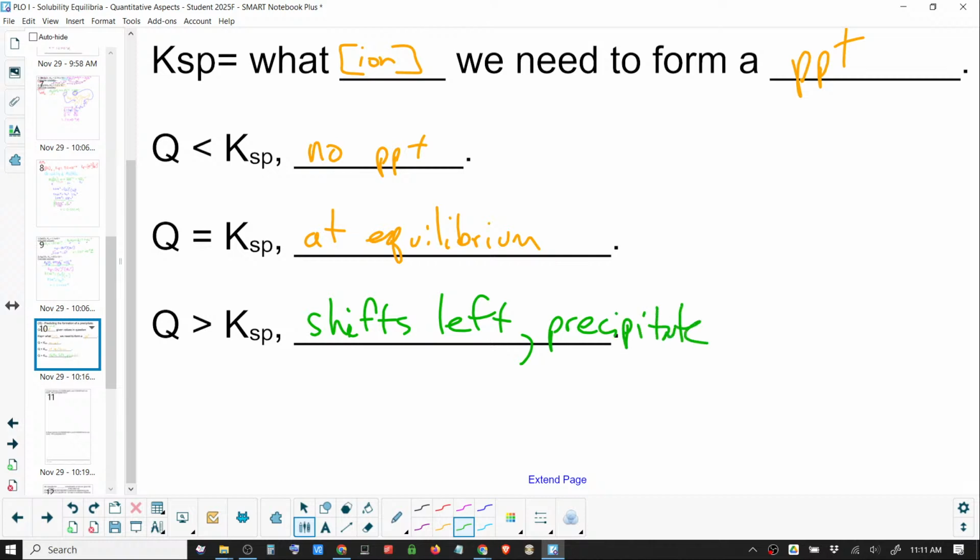So if you have numbers and you throw them into the equation and you get a number that's too big, that means your concentrations are too high. So it's going to have to shift left and you're going to get a precipitate.